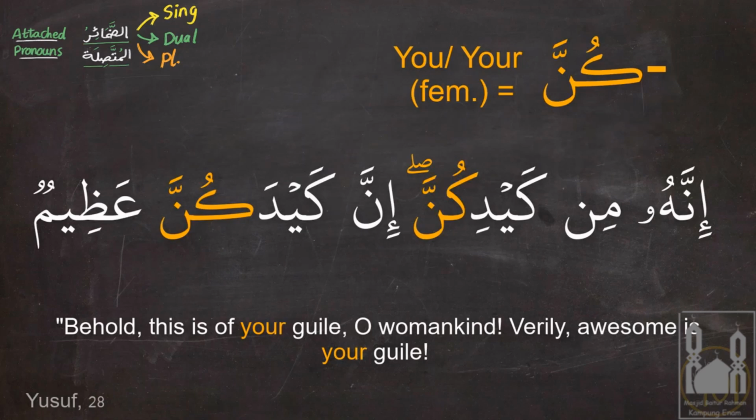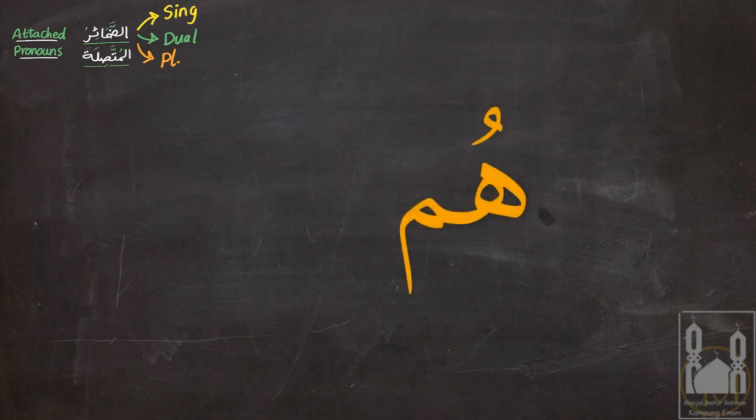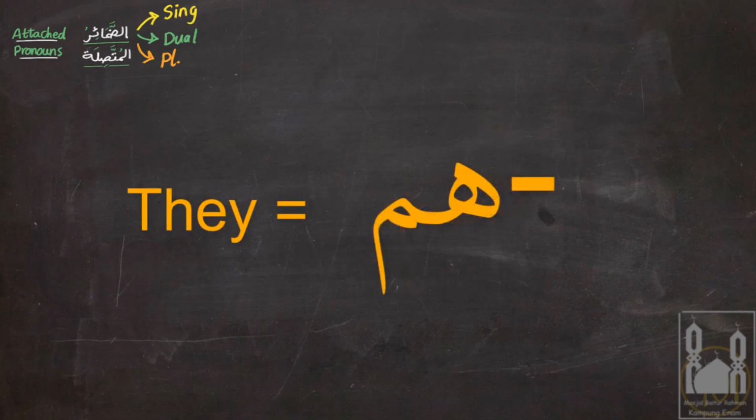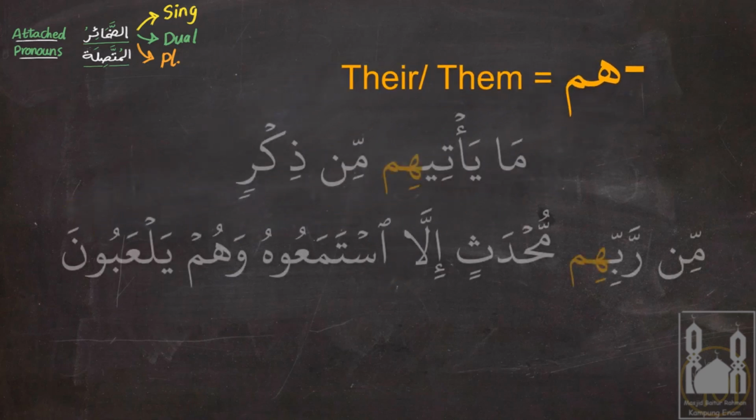إنه من كيدكن إن كيدكن عظيم. So here the suffix kun was used because it is addressing only a group of women. Next is the pronoun hum. Hum could also be used as a suffix at the end of words to indicate the meaning of their and them, like in these examples.